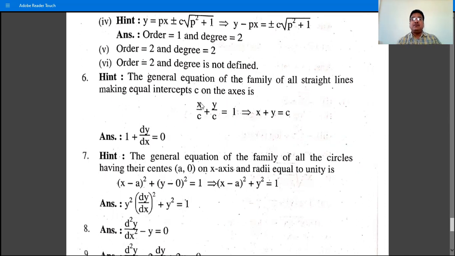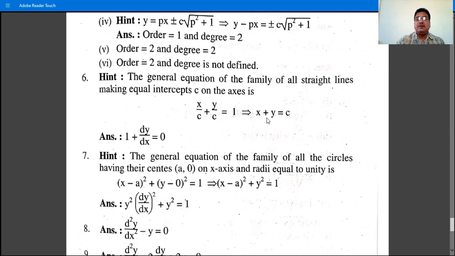What is the general form of the equation of a straight line in intercept form? x by a plus y by b is equal to 1. So it makes intercept c on the x-axis and y-axis, so its equation is x by c plus y by c is equal to 1. That is x plus y is equal to c. And now we have to eliminate this c in order to obtain its corresponding differential equation.